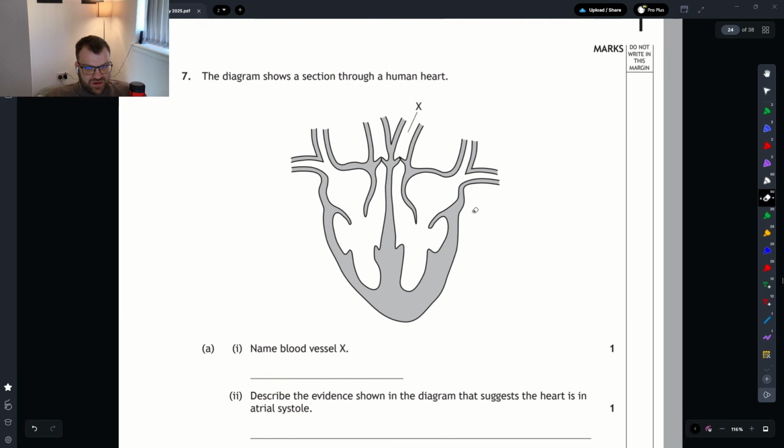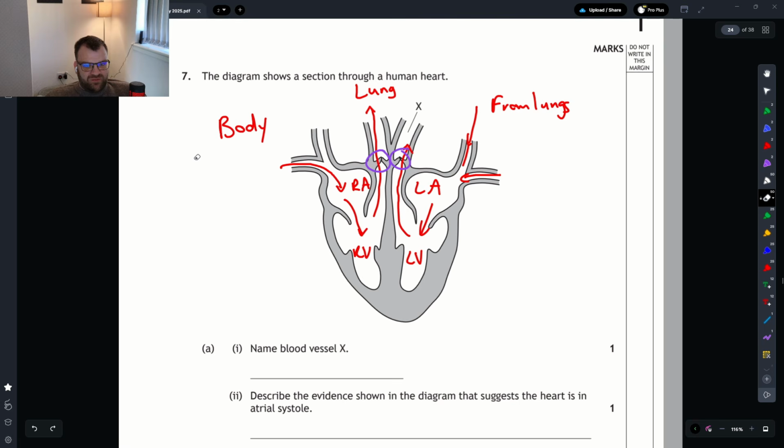In this next question, we're asked about the human heart. We're first asked about the blood vessel X. We need to be able to recreate our pathway where the blood from the body comes back through the vena cava into the right atrium, right ventricle, out the pulmonary artery to the lungs, back in the pulmonary vein from the lungs to the left atrium, left ventricle, out to the aorta. That's the answer. Aorta.